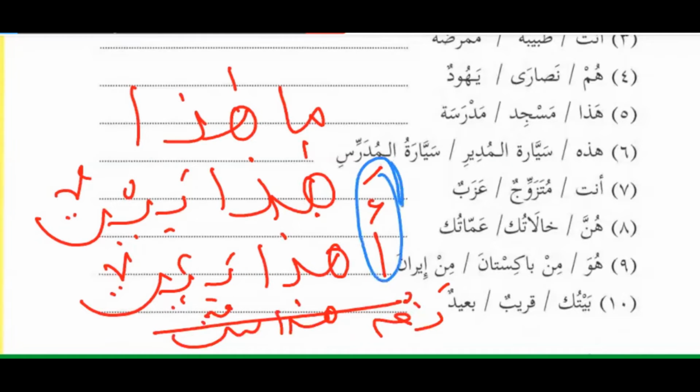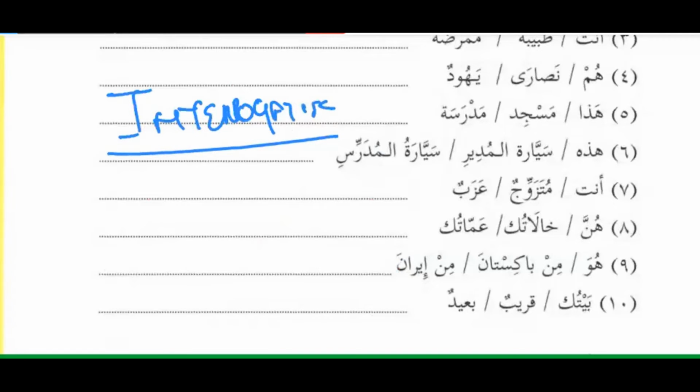Na'am haza baitun. So here it was Hamzatul Istifham. But now this Hamza is not alone. It's coming with means or. The one more rule is that all these examples are interrogative because there is a question.